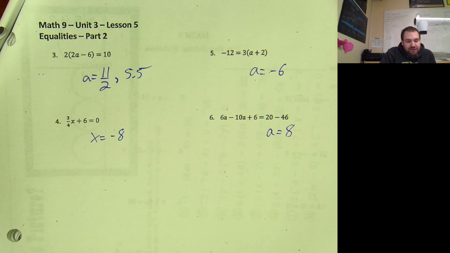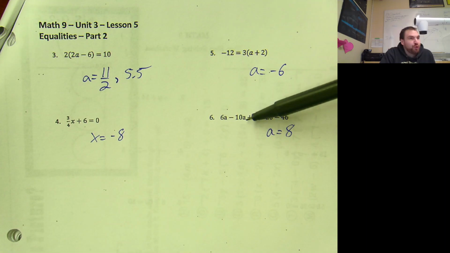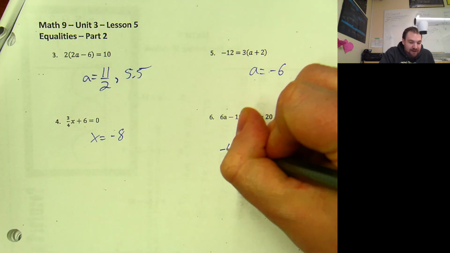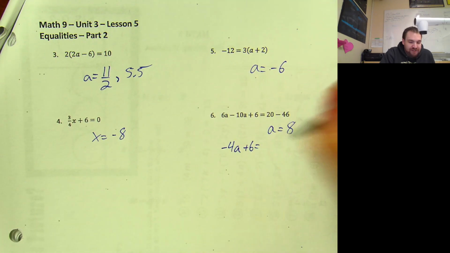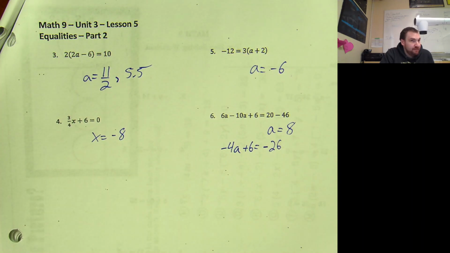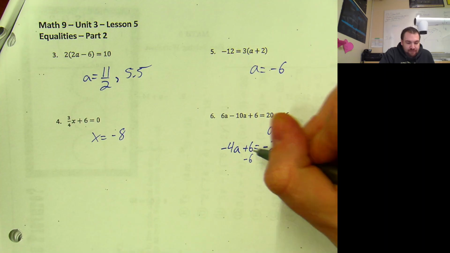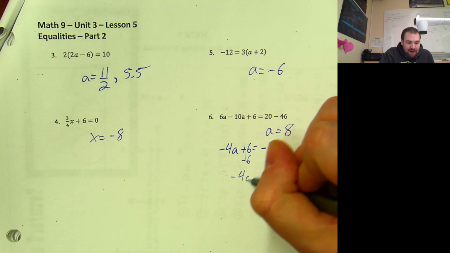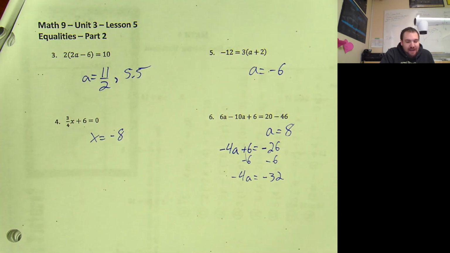Okay, let's do it. So 6a minus 10, we're grouping, right? So 6a minus 10a is negative 4a plus 6 equals, and then 20 minus 46 is? I heard a negative 26. So now I'm going to subtract 6 from both sides. Negative 4a equals negative 32. I'm willing to bet that's where the mistake was.